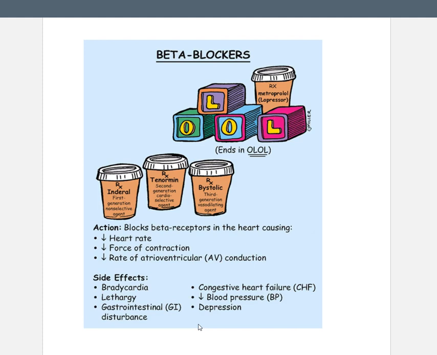Obviously, since it affects the heart rate and blood pressure, you want to watch for signs of hypotension and bradycardia. Those are probably the biggest two side effects. As you can see here, atenolol is pretty much your second generation of beta blockers. You can see here the three primary actions it has is to decrease heart rate, decrease force of contraction, and decrease the rate of atrioventricular conduction. So those are the things that I would just tell you to watch.